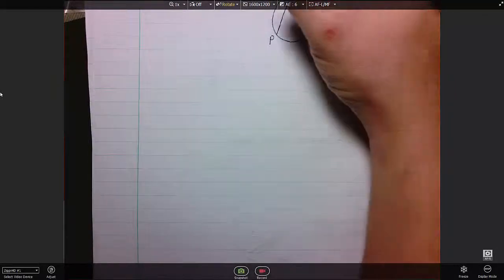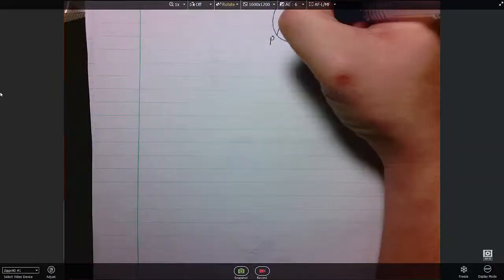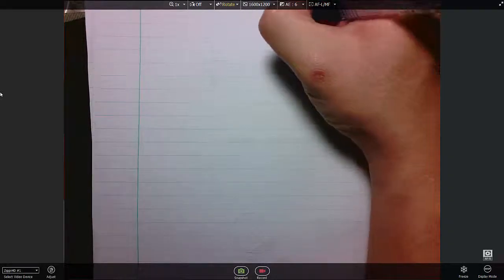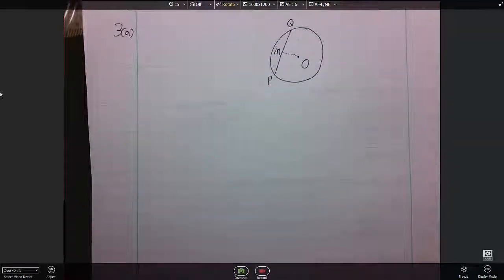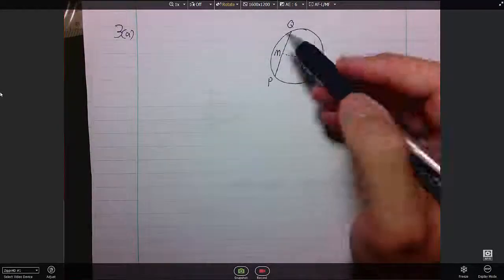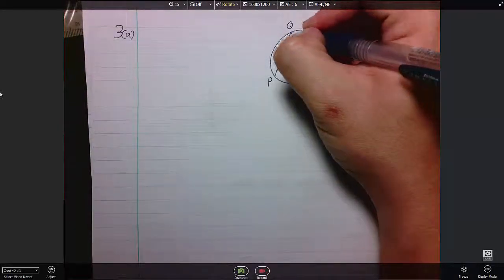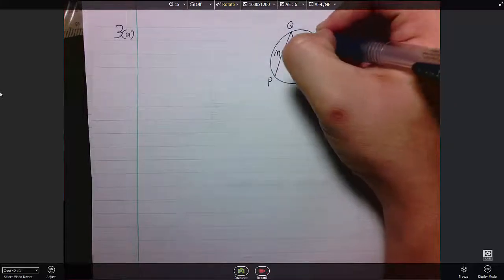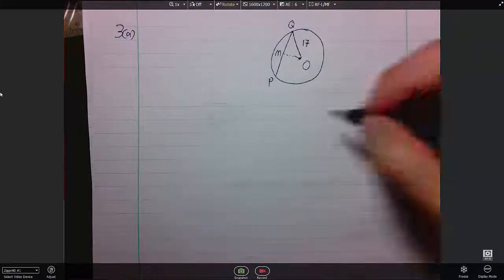Okay, question 3a. They want you to find the perpendicular distance from the center O to the chord PQ. I draw a rough sketch of the circle. So we want PQ. The center here is O. The perpendicular distance I'm looking for is OM, like that. And this portion here is 17 cm. Okay, the whole of PQ.